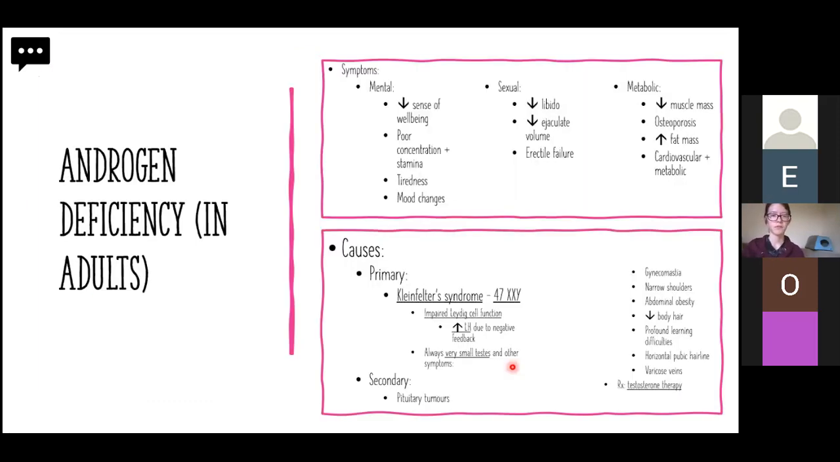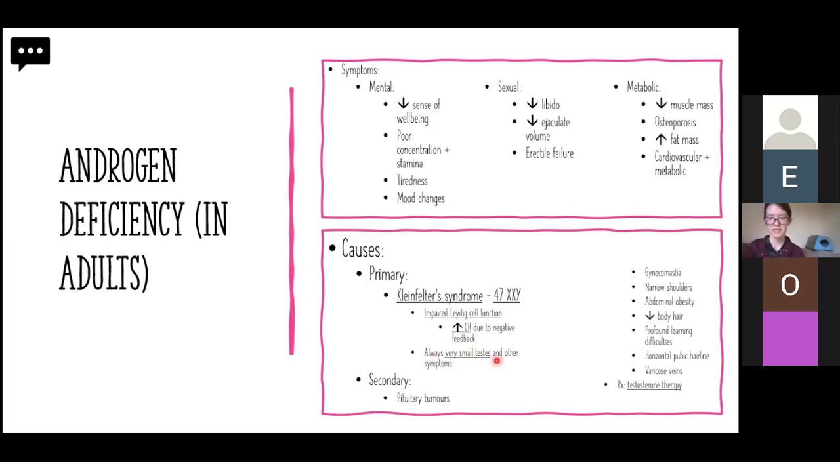And then what happens if you get this in adults? Androgen deficiency. Again, pituitary tumors can always cause it, but if you want a primary cause, you've got Klinefelter syndrome, which is one of those chromosome ones you need to know with XXY. And that's where you've got impaired Leydig cell function, which means you won't get your testosterone, because Leydig cells make testosterone.